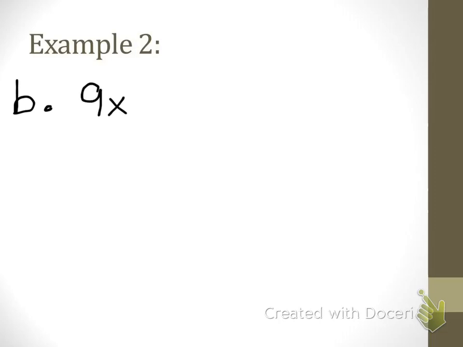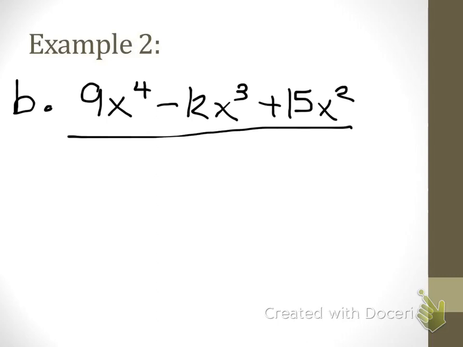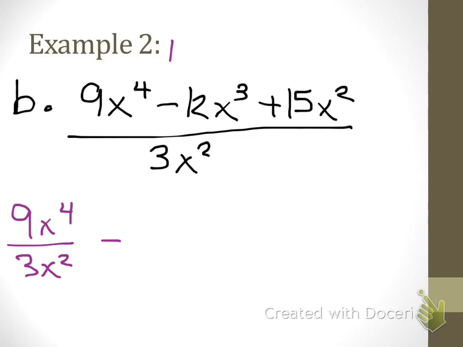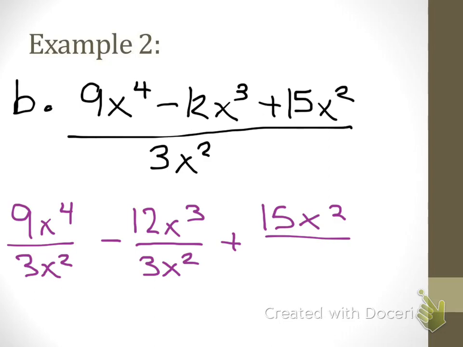On B, we have 9x to the 4th minus 12x cubed plus 15x squared, all divided by 3x squared. Again, the first thing I want you to do is rewrite this expression as 3 separate fractions. So you would have 9x to the 4th divided by 3x squared minus, because you're going to take the sign of whatever's in that numerator, minus 12x cubed divided by 3x squared plus 15x squared divided by 3x squared.